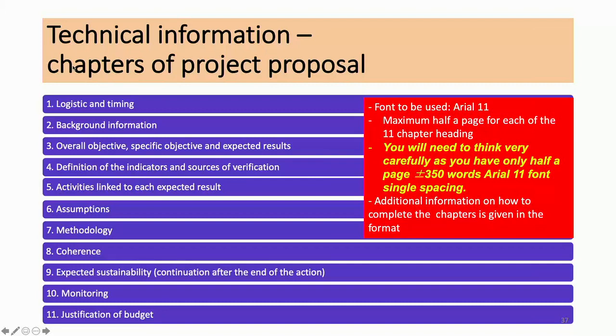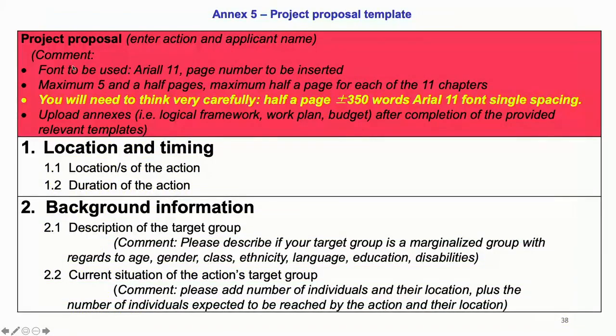It's not just start writing and completing information. You'll really need to sit down and think to comply with this, because the evaluation criteria says if it's more than 5.5 pages and there's more than half a page on any one of these headings, the application is administratively non-compliant. We'll go through the compliance check just now. So the first thing we need to look at is the logic and the timing. The location of the action, where will it take place?